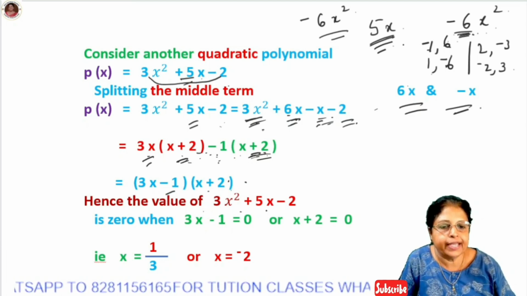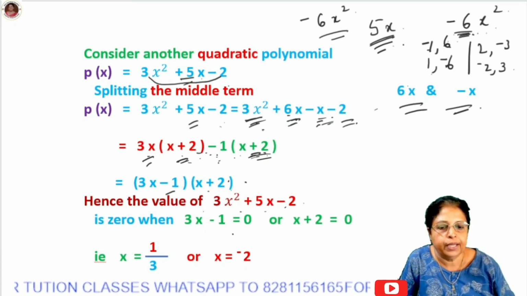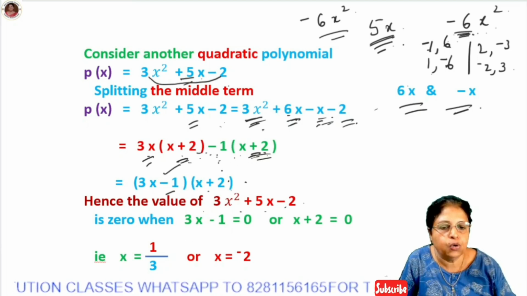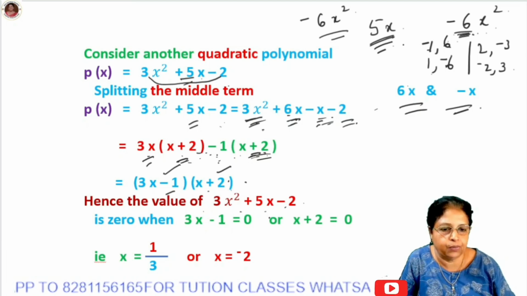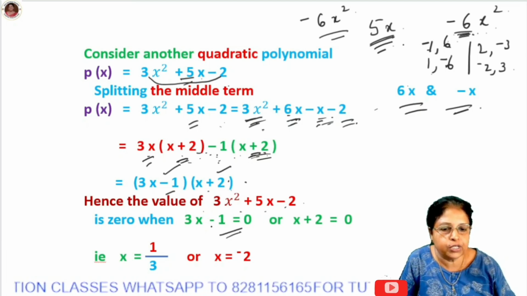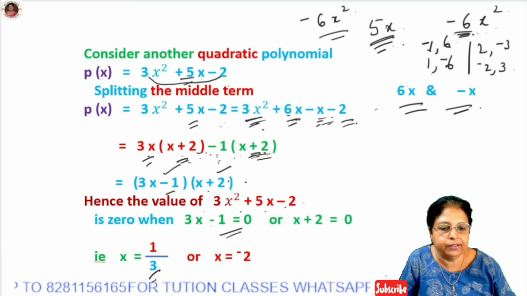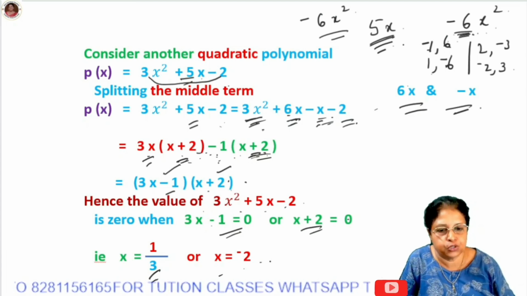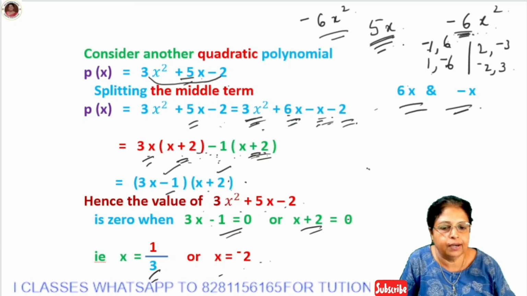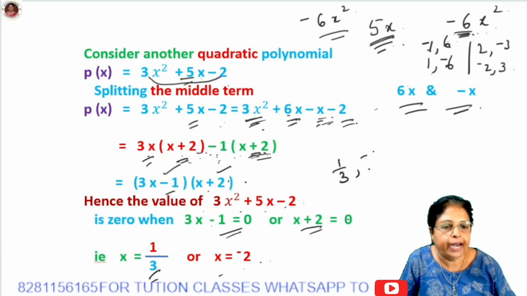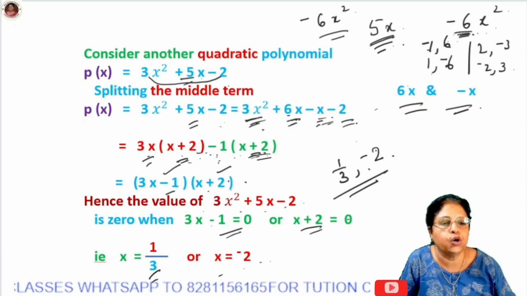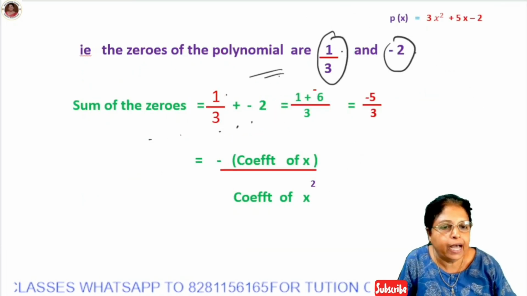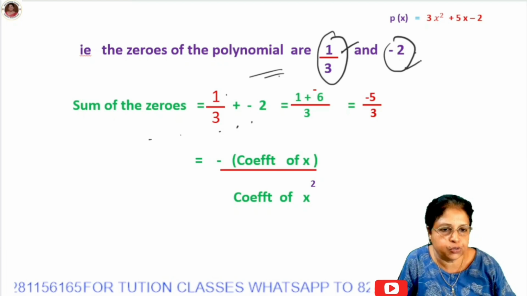Hence the value of 3x squared plus 5x minus 2 is 0 when 3x minus 1 is 0 or x plus 2 is 0. 3x minus 1 equal to 0 means x is 1 by 3. x plus 2 equal to 0 means x is minus 2. So we are getting 1 by 3 and minus 2 as the zeros of this polynomial.